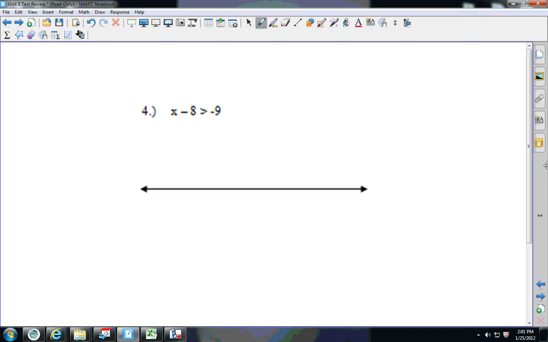Number 4, you should add 8 to each side, and I get x is greater than -1. So I have an open circle at -1 because there's not an equal to bar. The greater than points to the right.